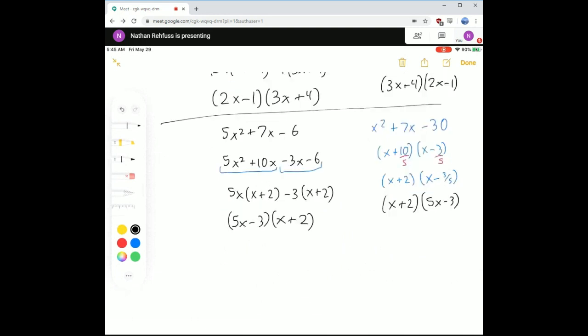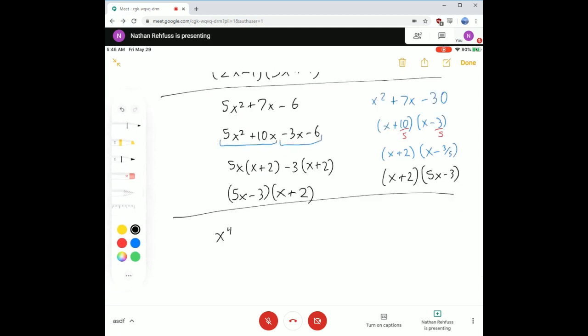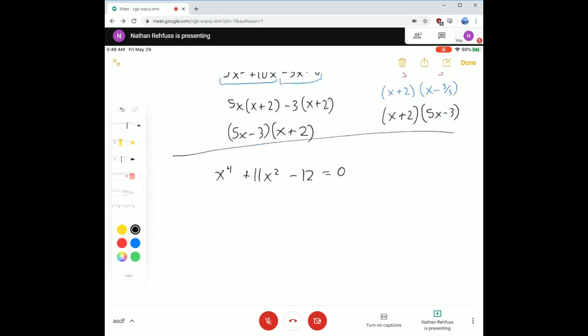Let's see something a little different. What if I had, where was my, well, I've lost my page now, haven't I? Here we go. What if I had something like this? What if I told you that x to the 4th plus 11x squared minus 12 equals 0? Actually, you know what? I don't like this one so much. Let me do a different one first. I'll come back and do that one next.